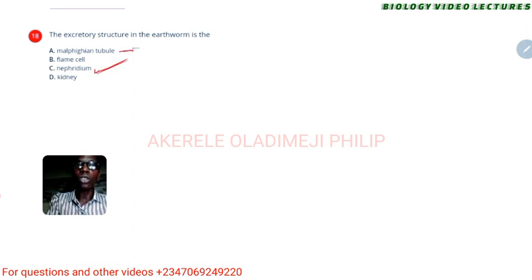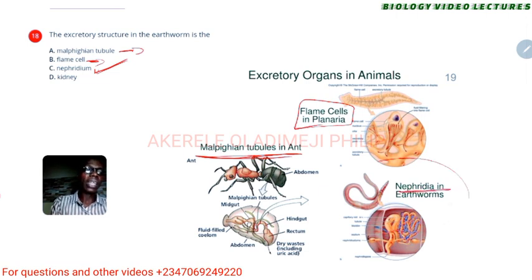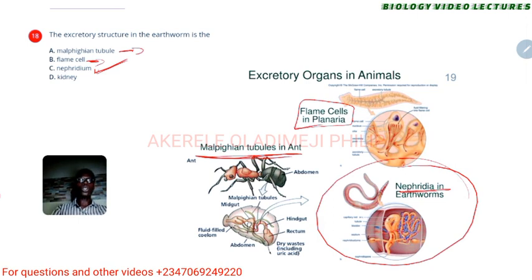However, the Malpighian tubule is used in arthropods. Flame cells are used in flatworms like tapeworms and planaria. Kidneys are used in mammals, and even in fishes, some more advanced animals. Now looking at this, that's what I was saying here. So Malpighian tubule in ants, flame cell in planaria, which is a flatworm, nephridia in earthworms. All right, hope that is noted.